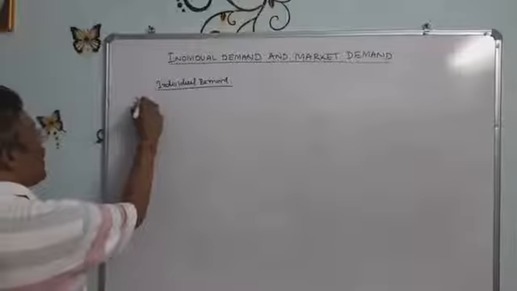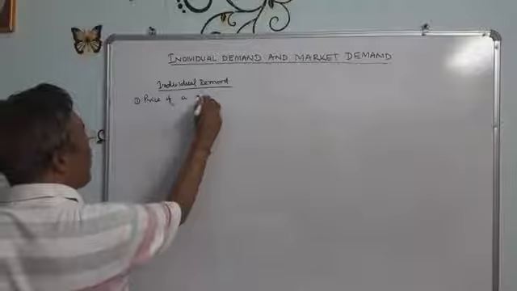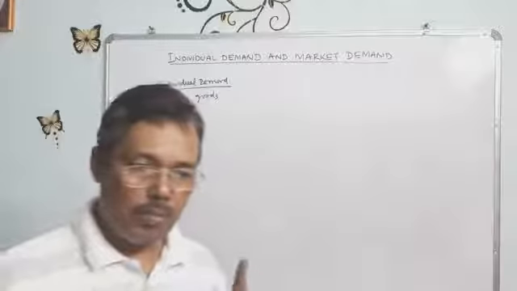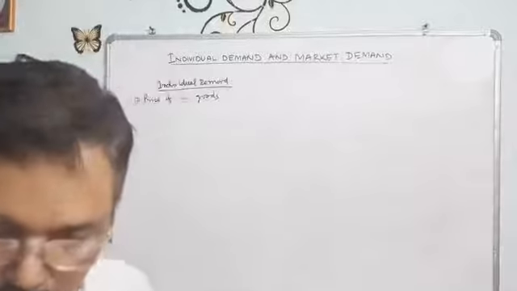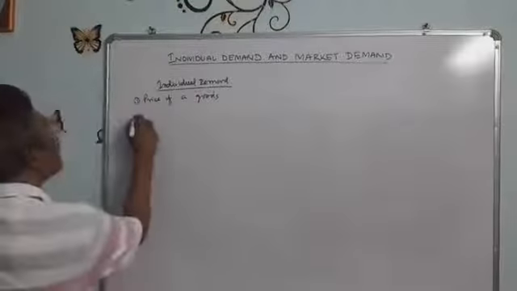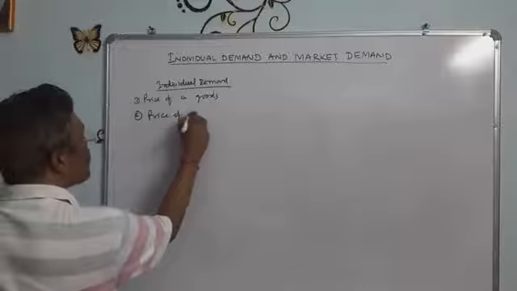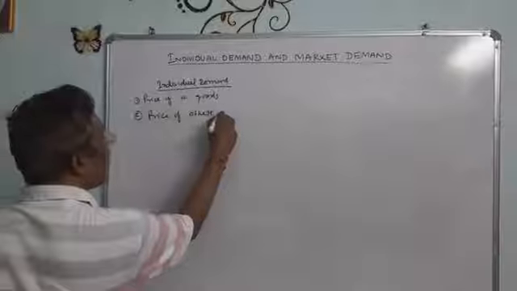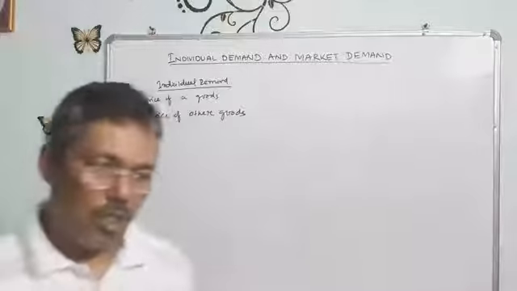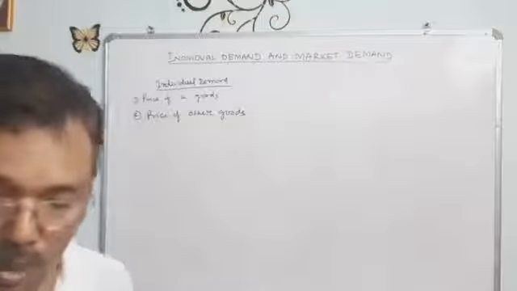Number 1 is the price of a good. It is the first one. We have written it shortly as price of X. Number 2, price of related goods or other goods. This we have also already discussed. Related goods are substitute goods and complementary goods.